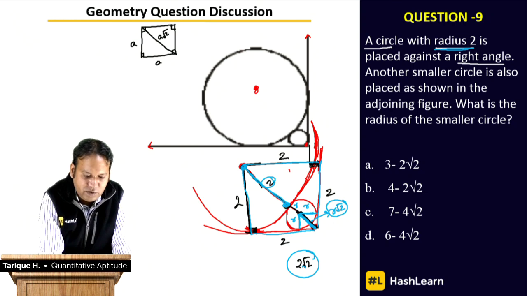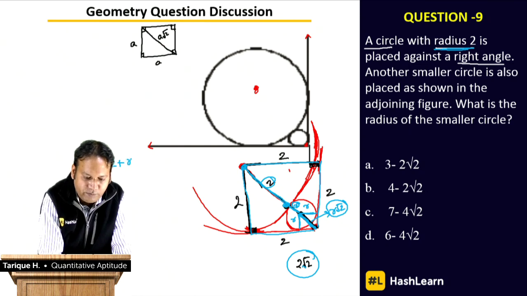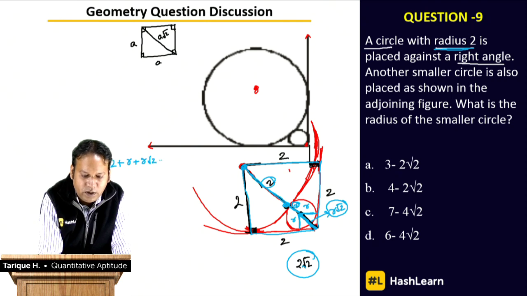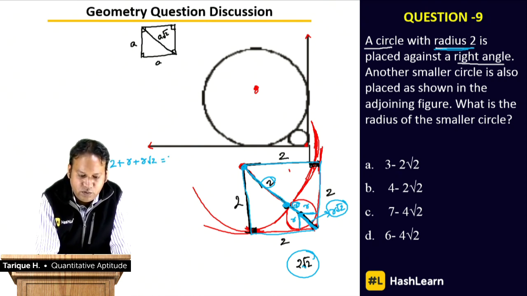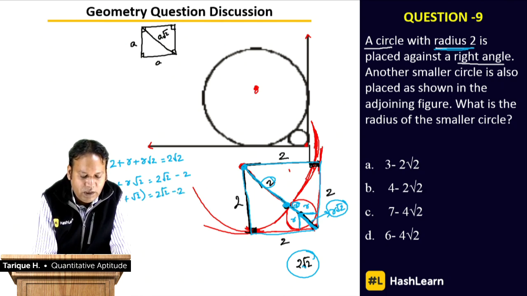This 2 we have taken, correct? So 2 plus this r also we need to take, from this point to this point that is r, and from this point to this point that is r root 2, is equal to the total, that is 2 root 2. So r plus r root 2 is equal to 2 root 2 minus 2, and r is common, so r times 1 plus root 2 is equal to 2 root 2 minus 2. So r is equal to 2 root 2 minus 2 by root 2 plus 1.